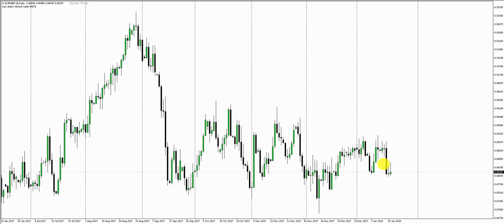What makes this different at the minute is we've had a lot of strength in cable, the pound USD, and a lot of strength in the Euro USD. So the Euro's been strong and the pound's been strong, Euro USD's been strong, pound USD's been strong, and it's not allowing the Euro GBP to move anywhere.